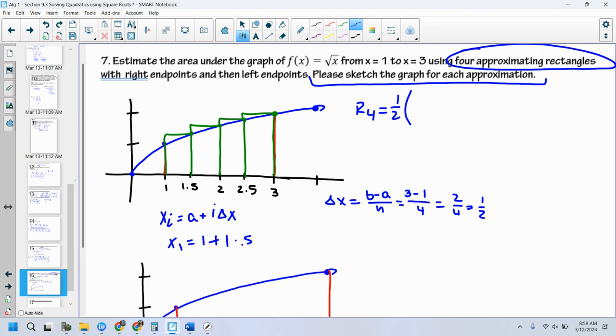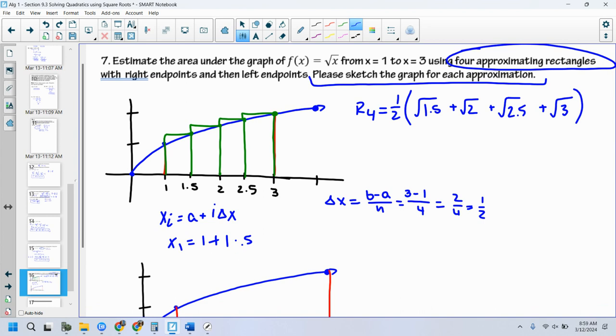Now it's f of 1.5, so it's radical 1.5. Then I do the y value. Next subsequent y value is 2. Radical 2. Then 2.5. Then 3. Again, you could have distributed in that 1/2: 1/2 times radical 1.5, 1/2 times radical 2, but again, I just like to factor that out.